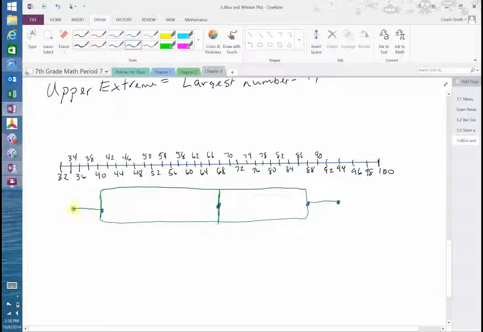You have this for 34. So it's 34, 41, 68, 88, and 94. Okay? That's how you do a box and whisker plot. Now, we're not done. We've got to finish it up tomorrow, okay? But that's it for today. No homework, obviously.